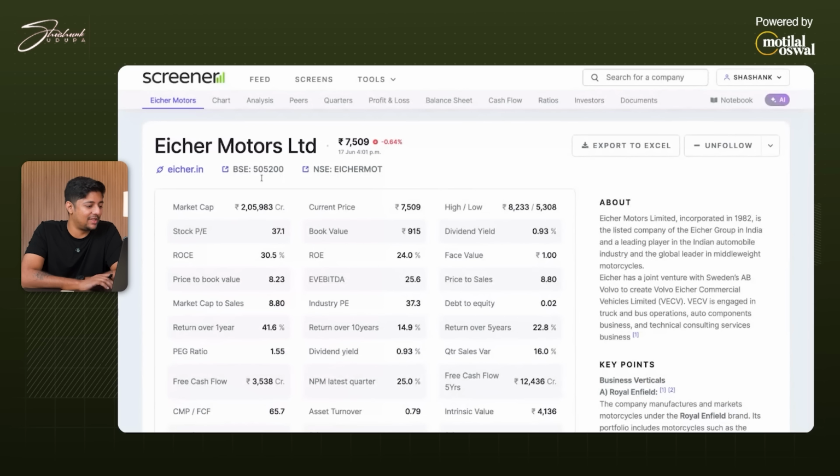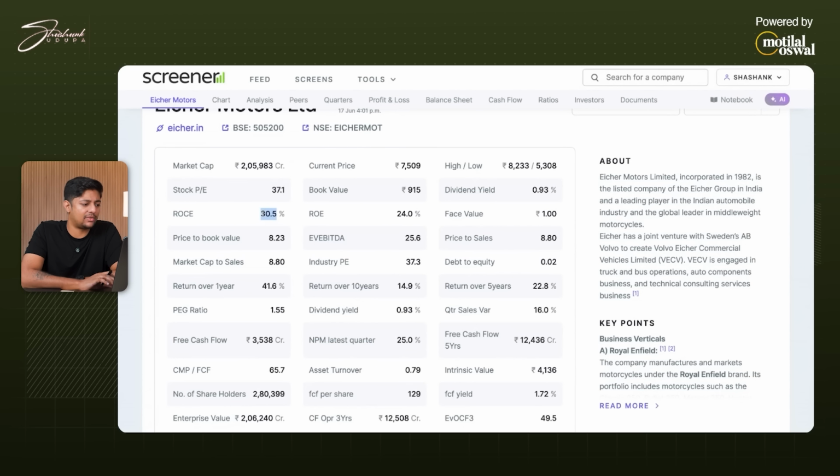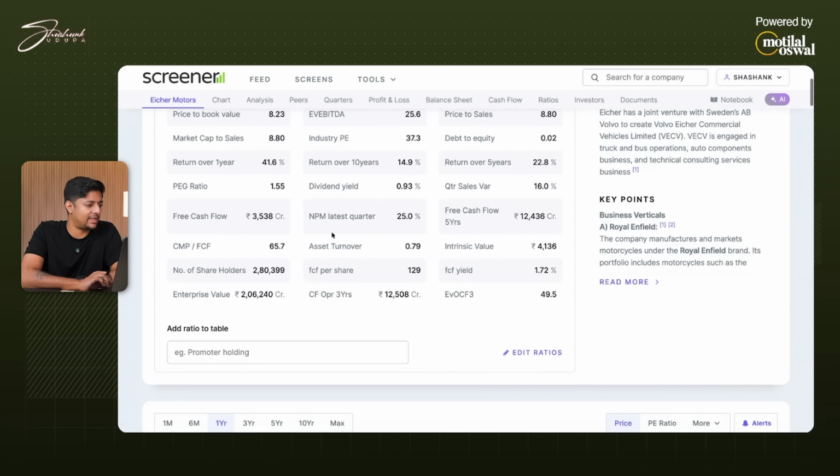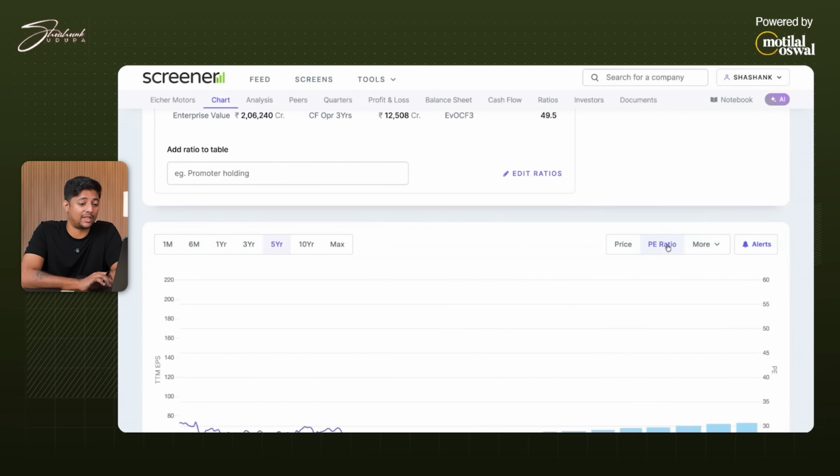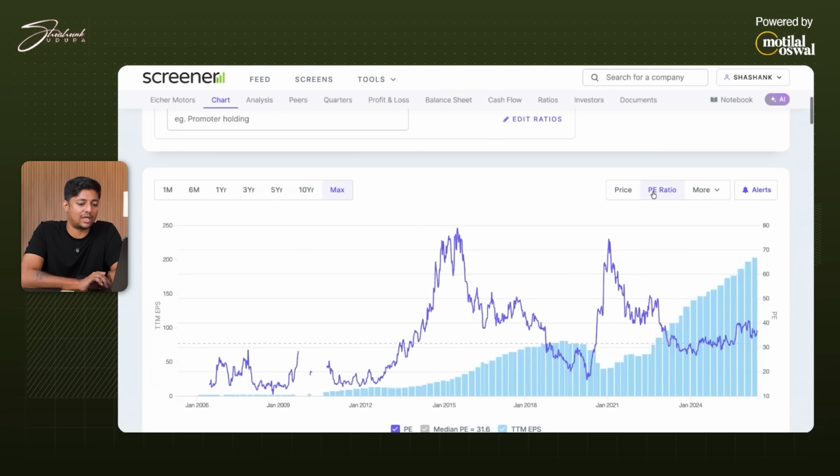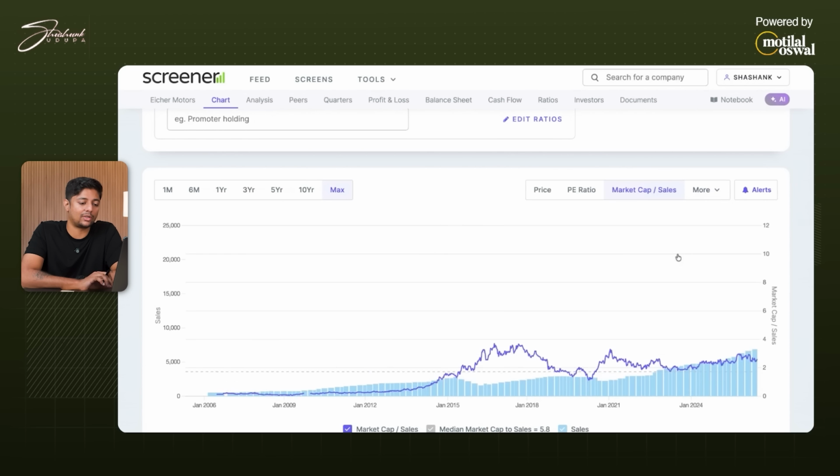We look at Eicher Motors, again 37 PE, ROE, ROCE are amazing because we filtered according to that. PEG ratio is 1.55, return over 1 year is 46% for a company like Eicher. Valuations are quite comfortable, right? And this is a long-term company.